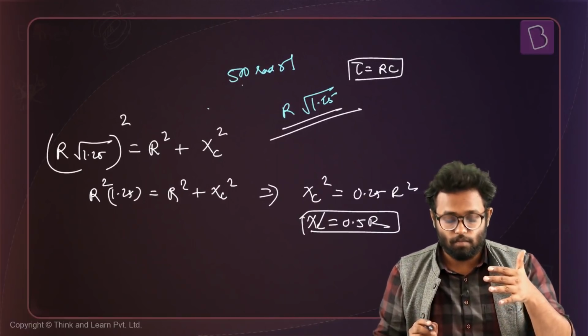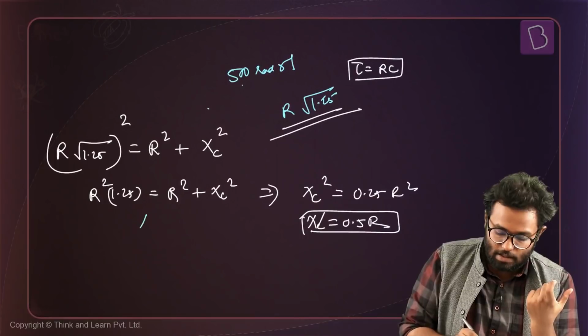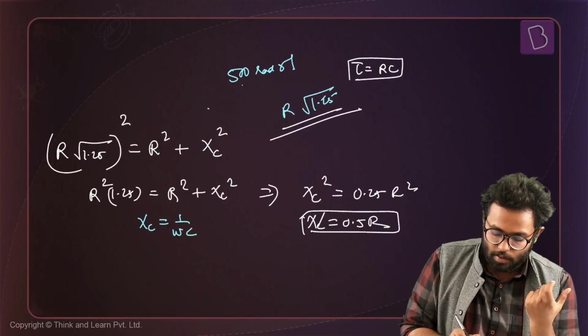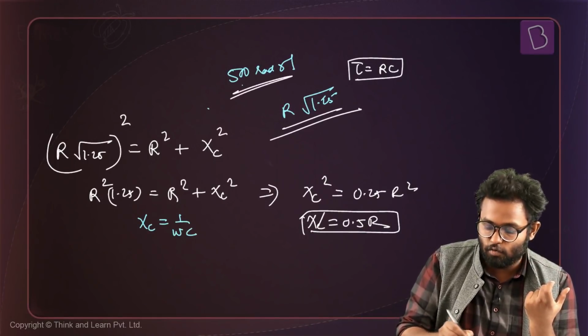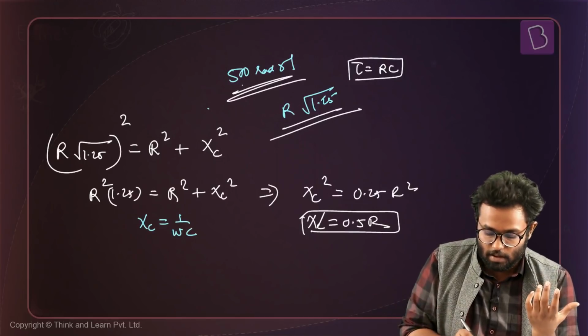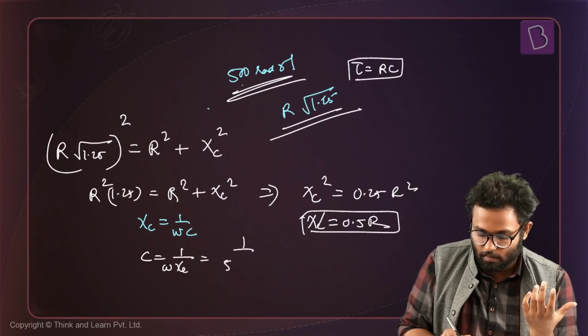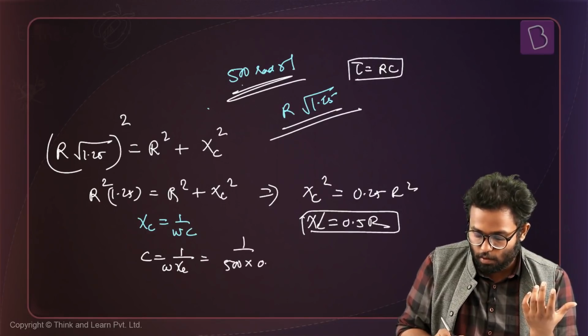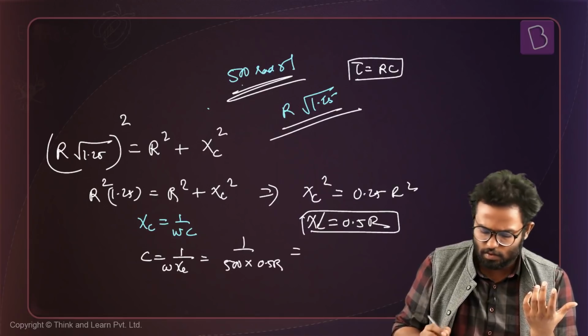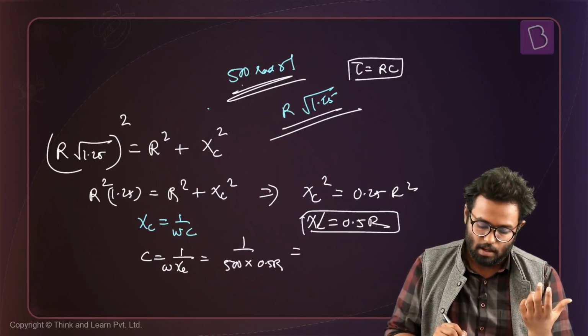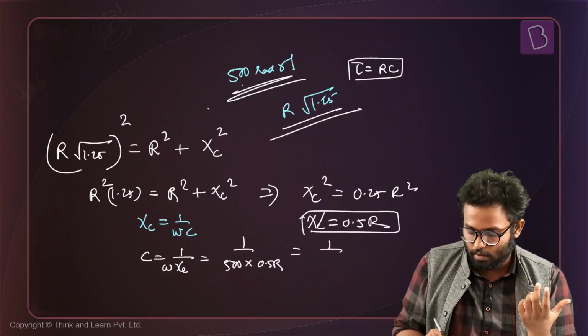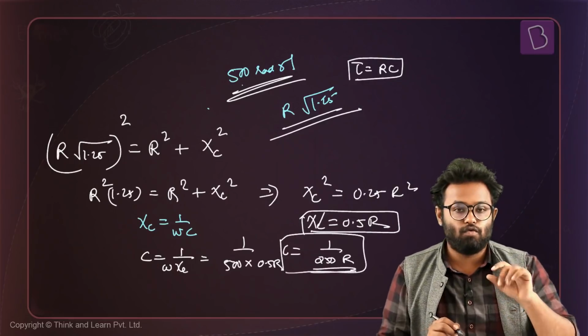Okay, so what's the relation between C and XC? XC is equal to 1 by omega C. Do I know the value of omega? I know the value of omega in SI units, that's 500. So C would be equal to 1 by omega times XC, which is equal to 1 by 500 times 0.5 R, which is equal to, what will this be? 250, 1 by 250 R. Okay, this is the value of C, 1 by 250 R.